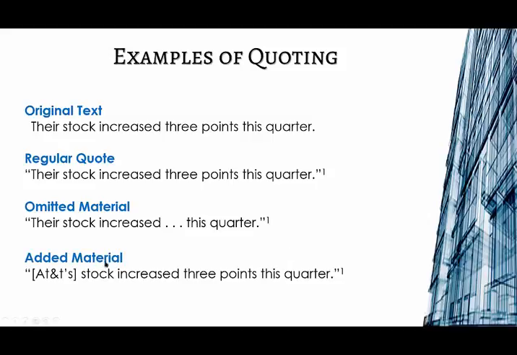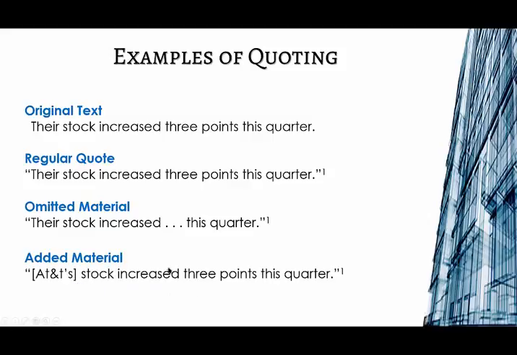Okay, so the opposite of omitting material is to add material. You can add some material into quotes if it's necessary to understand. For example, let's imagine here that the reader might not know what the pronoun "there" refers to. So you could add in square brackets the name of the company or whatever that this referred to. That's one way to add material.